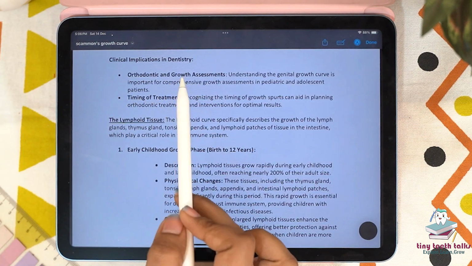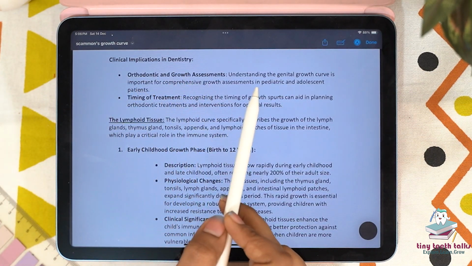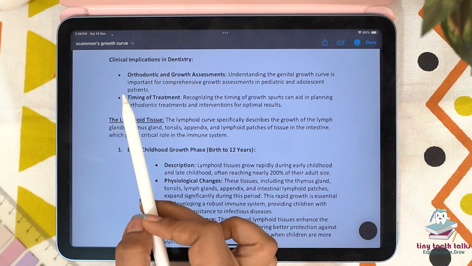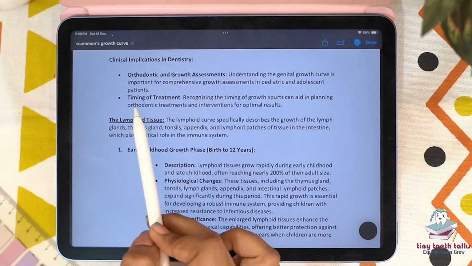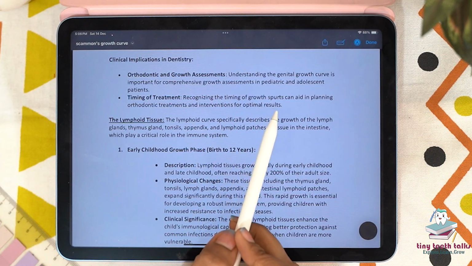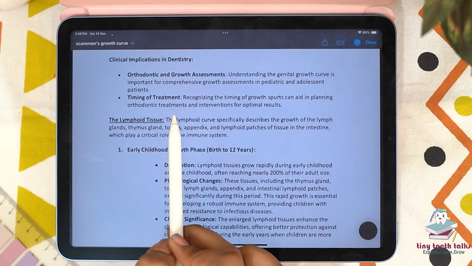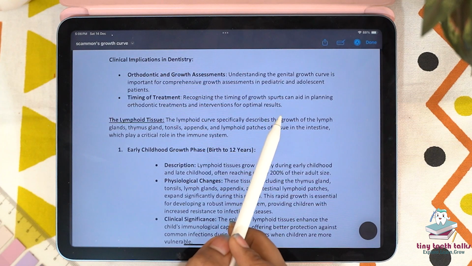Clinical implications in dentistry. Orthodontic and growth assessment. Understanding the genital growth curve is important for comprehensive growth assessment in pediatric and adolescent patients. Timing of treatment. Recognizing the timing of growth spurts can aid in planning orthodontic treatments and interventions for optimal results.